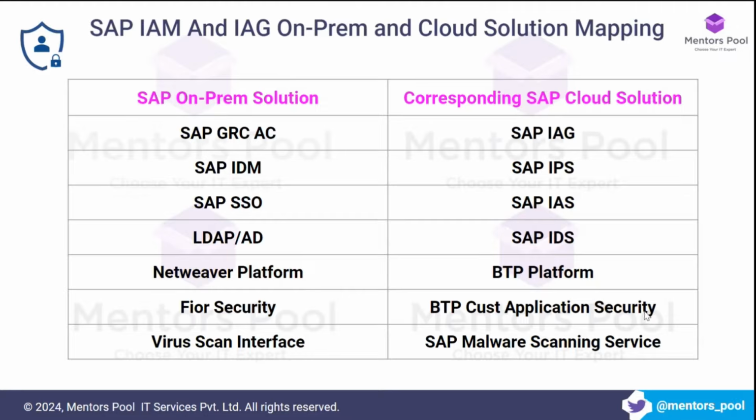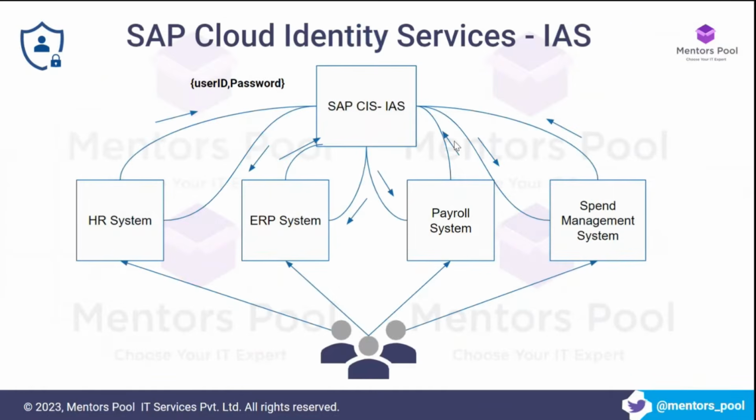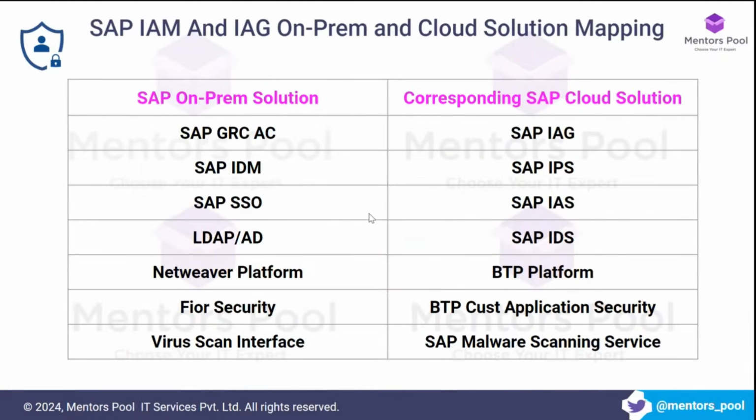BTP custom application security, like custom applications that a developer will develop, is like Fiori security you have in on-premise, because there you develop Fiori applications, right? And which you secure. Similarly, you develop custom applications. So it is UI based, but it can be a full-fledged, full stack application, right? And the malware scanning service on BTP corresponds to the virus scan interface in on-premise. I am telling you this so that when I do further discussion, you understand it a bit.